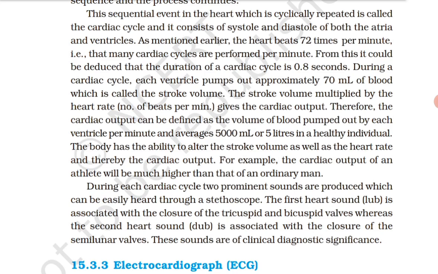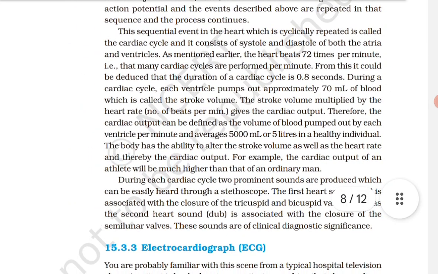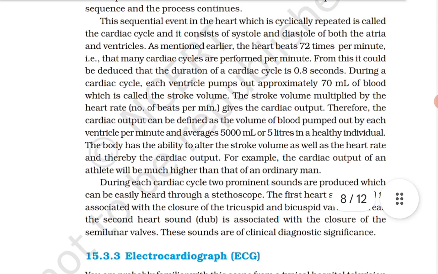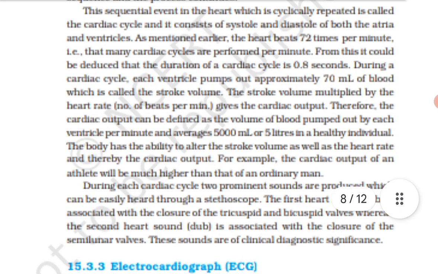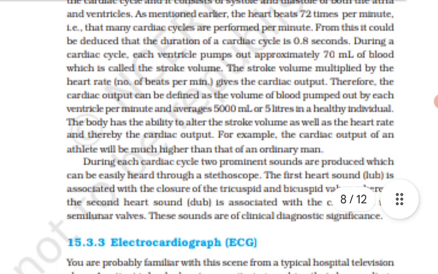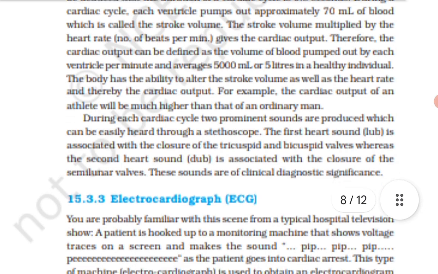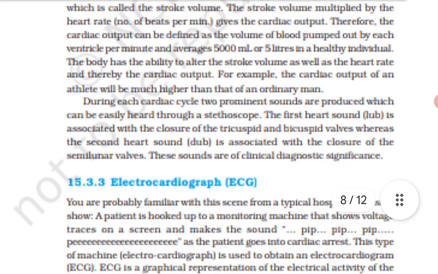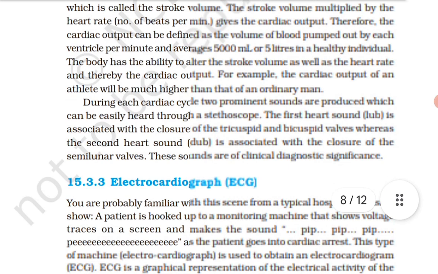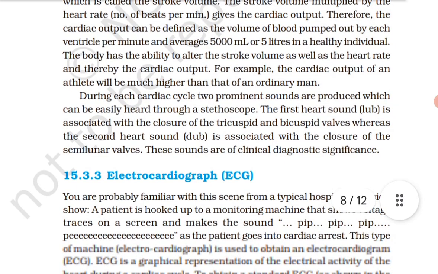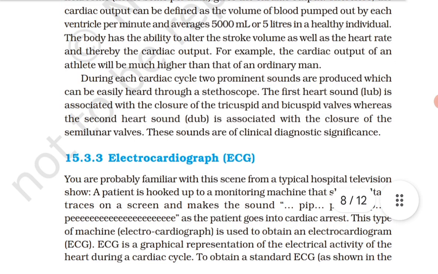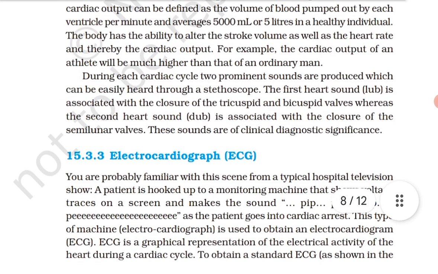The sinoatrial node now generates an action potential which stimulates both the atria to undergo simultaneous contraction, the atrial systole. This increases the flow of blood into the ventricle by about 30%. The action potential is conducted to the ventricular side by the AVN and AV bundle, which transmits it through the entire ventricular musculature. This causes the ventricular muscles to contract, that is, ventricular contraction.